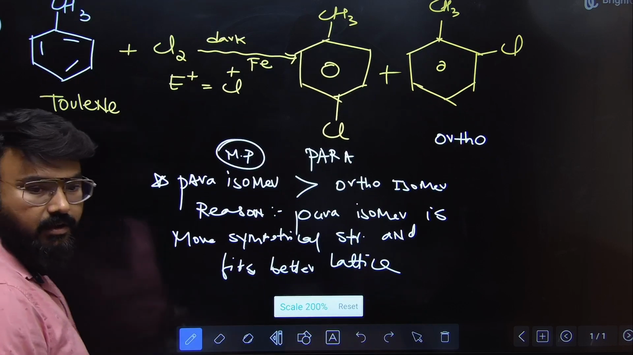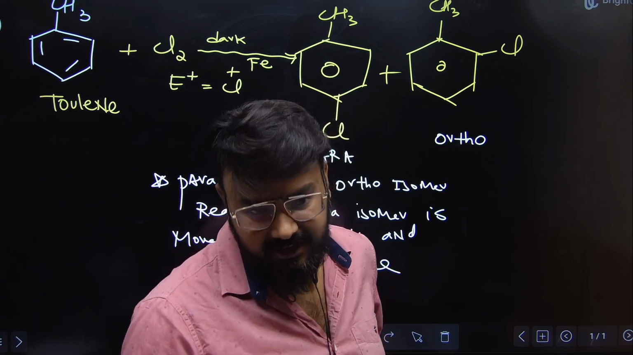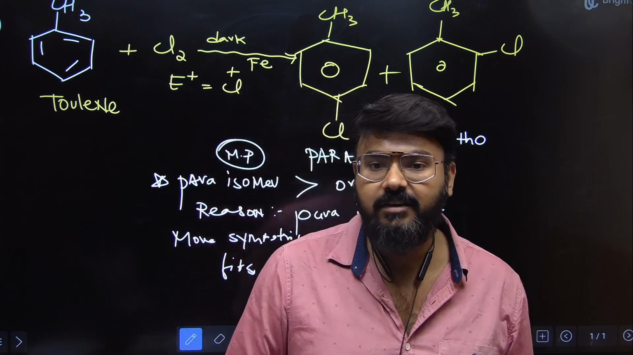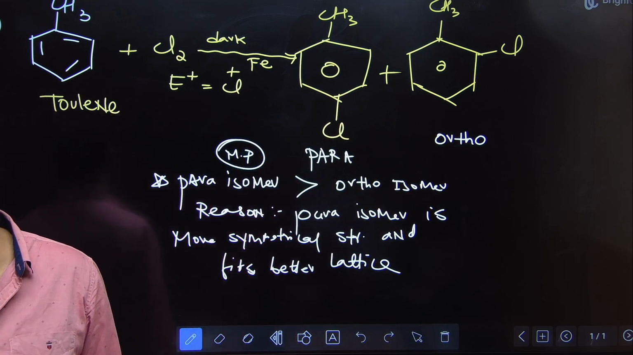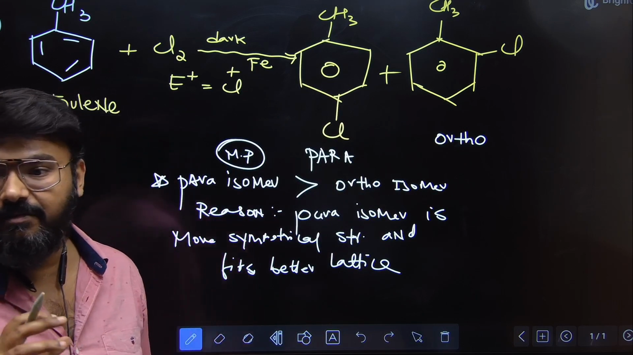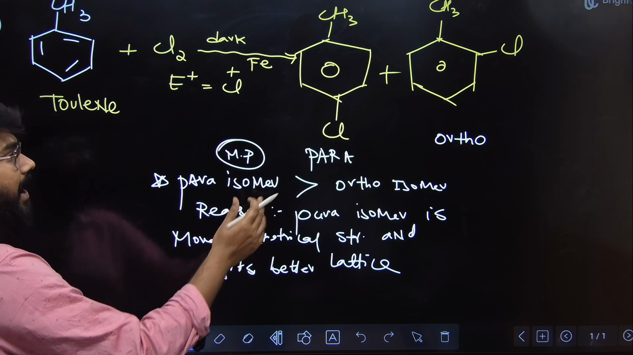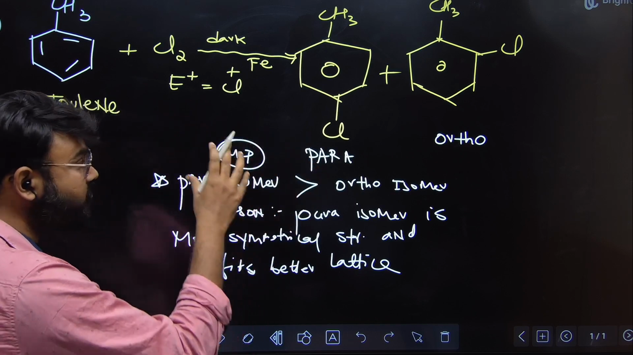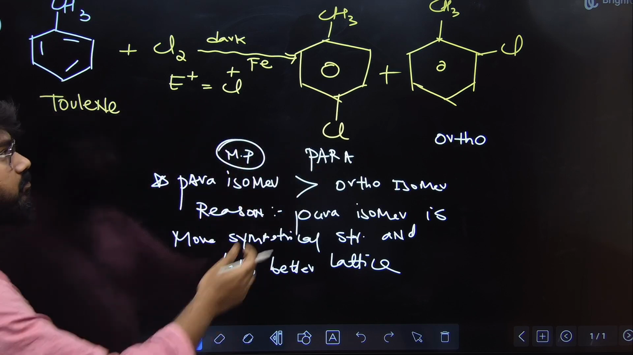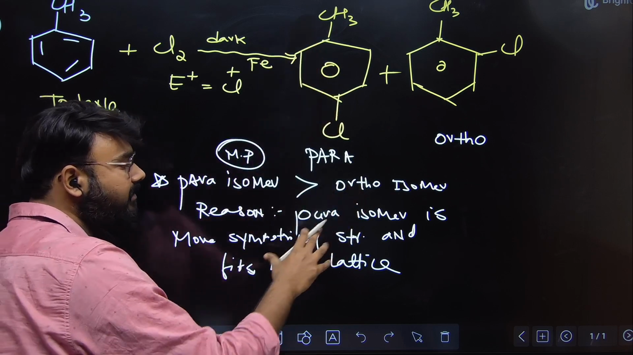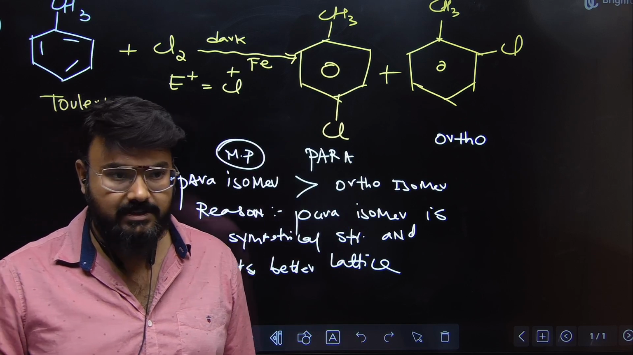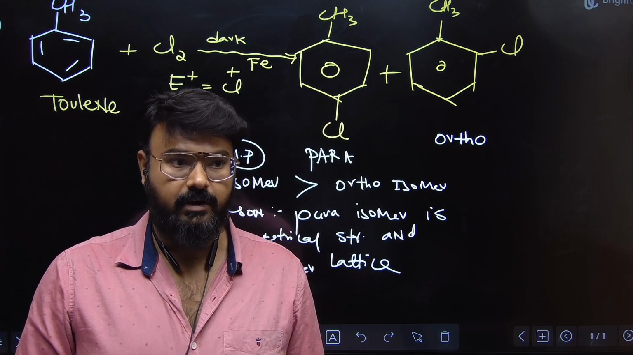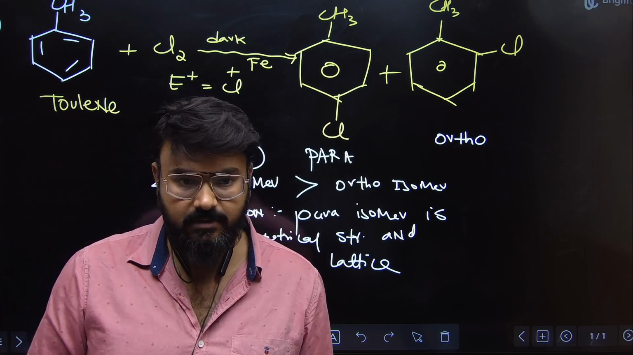So when the crystal lattice is more stable, they will have more melting point. You need to put in more heat to break its lattice form. Because of symmetrical structure, they'll fit better. Yes, para is major as well as para has more melting point. Because it's more symmetrical, it fits better in the lattice structure. Is it clear? Every solid form has a lattice, right? So they have a better arrangement.